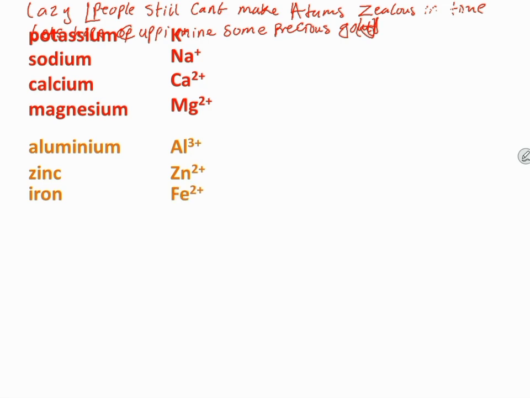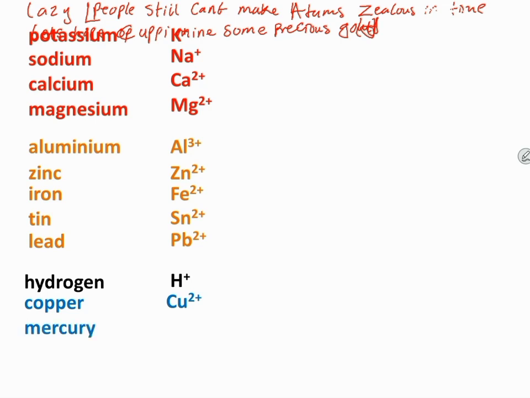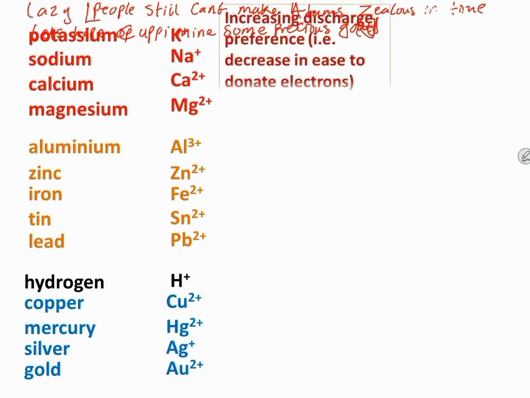then T as in tin, of course, then let's hope, that means let as in lead, then hope as in hydrogen, copy as in copper, mine as in mercury, some as in silver, precious as in, of course, there's platinum before gold. That is in the electrochemical series, so we are only focusing on the activity series. Anyway, there's platinum before gold. All right, so that is that.